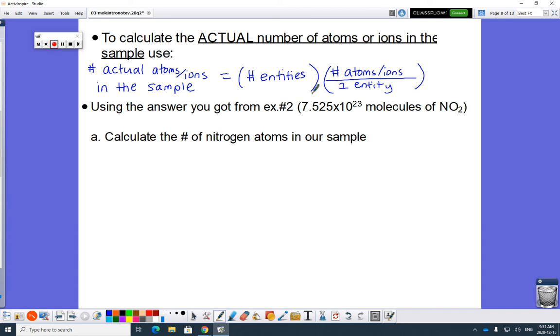So when you get a question like this, it should say calculate the number of whatever atoms or ions in our sample. You shouldn't have numbers like 1, 2, 3 anymore. Now you want to say how many entities do I have, and actually how many atoms or ions do I have, okay? So the number of nitrogen atoms in our sample, yes, there's one nitrogen atom in our molecular entity, but how many molecules do we have? We have this many, okay?